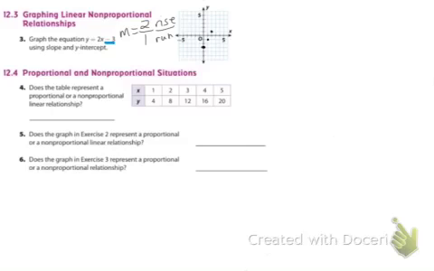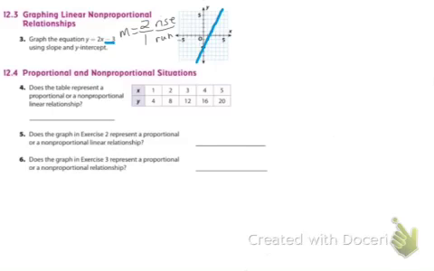Up 2 over 1. Or if we go down 2, we go left 1. They're both positive, so if we go the opposite direction, we have to make them both negative. And so our line looks like that.